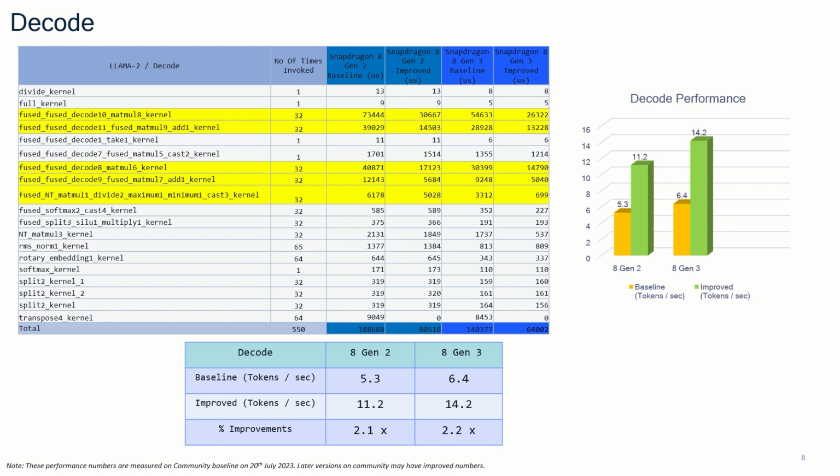Looking at the numbers, the kind of progress we made: when we took the baseline numbers, there were 5 to 6 tokens per second on our Snapdragon 8 Gen 2 and Gen 3, and all the optimizations that we have brought in were able to improve it by around 2x for both the devices.